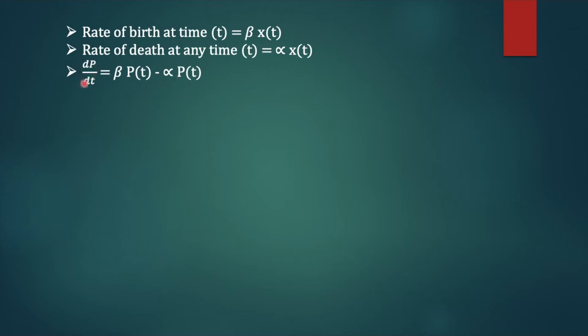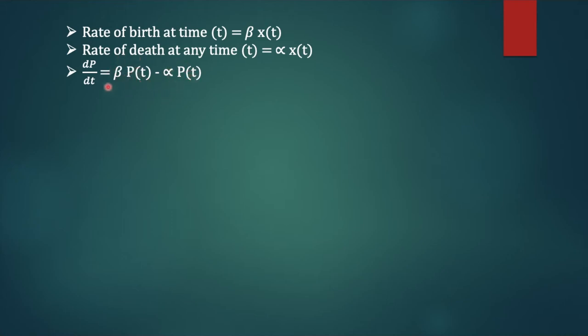Let us write these equations like this. So dP by dt is equal to beta times the population at time t minus alpha times the population at time t. Here in place of x we have used P to show that P is the population at time t. This is the rate of birth at time t and the rate of death at time t.